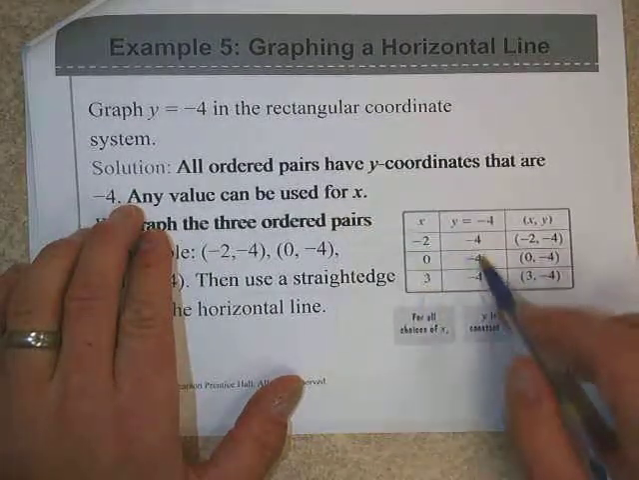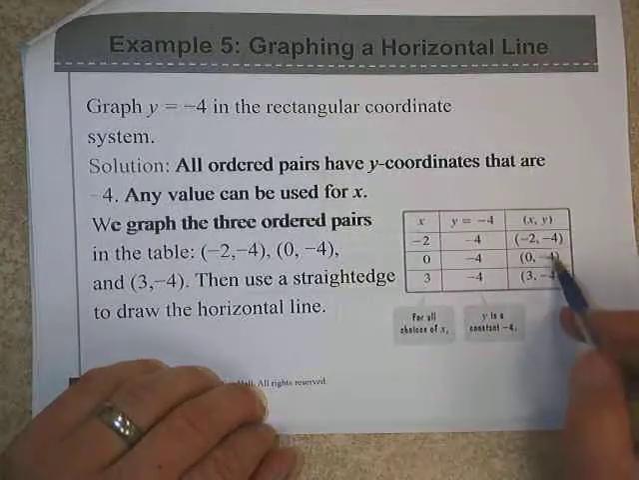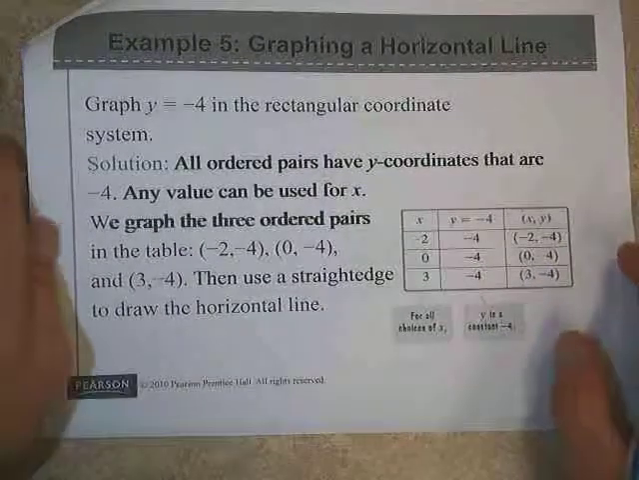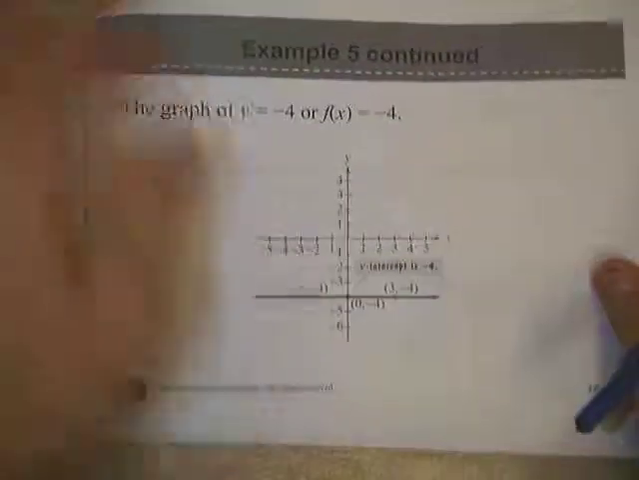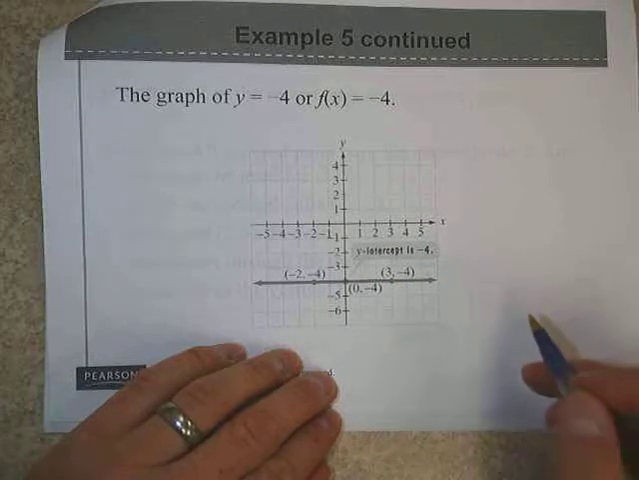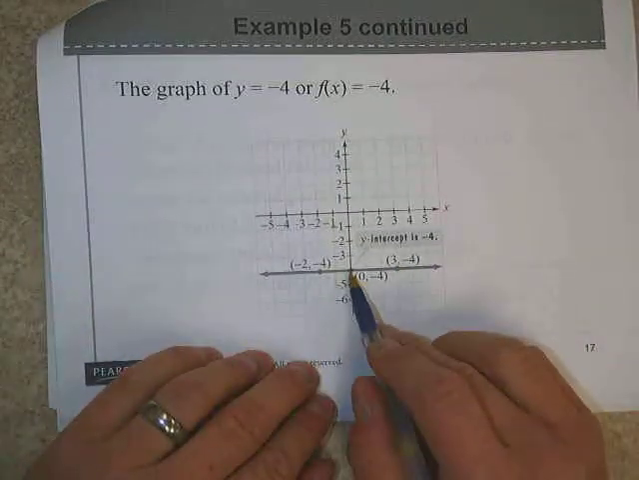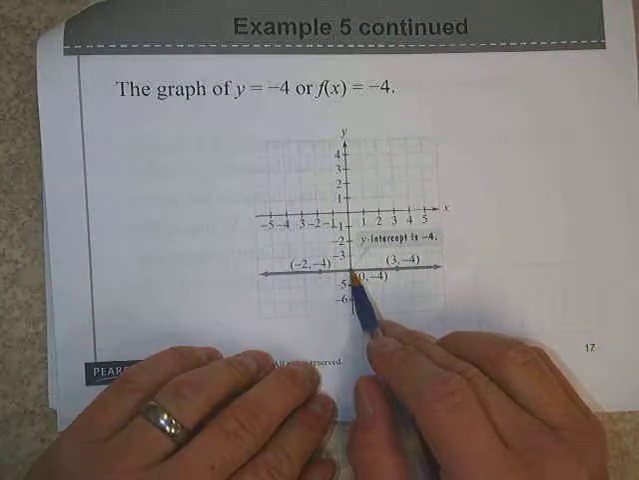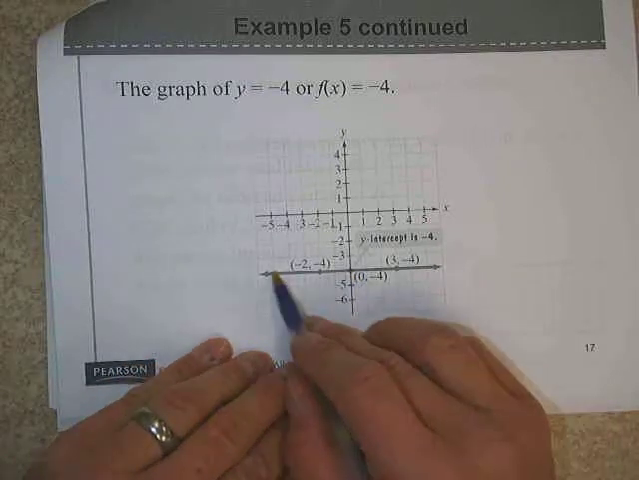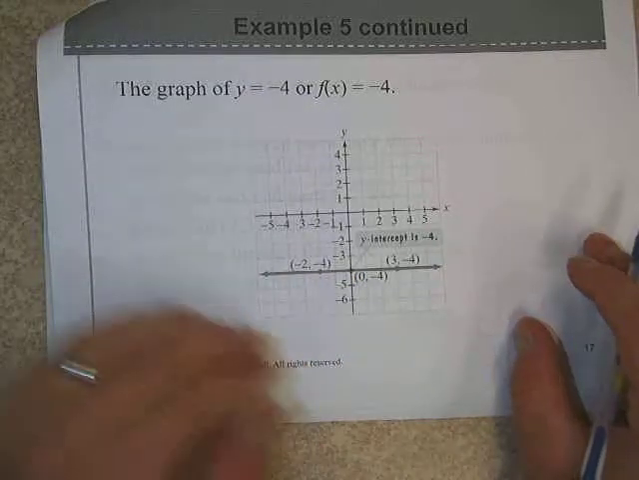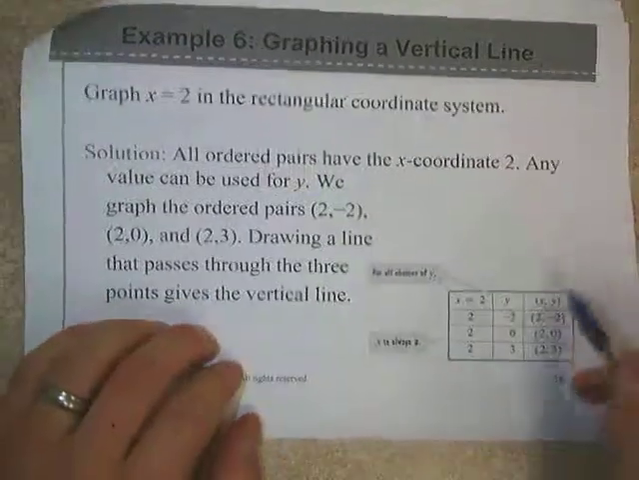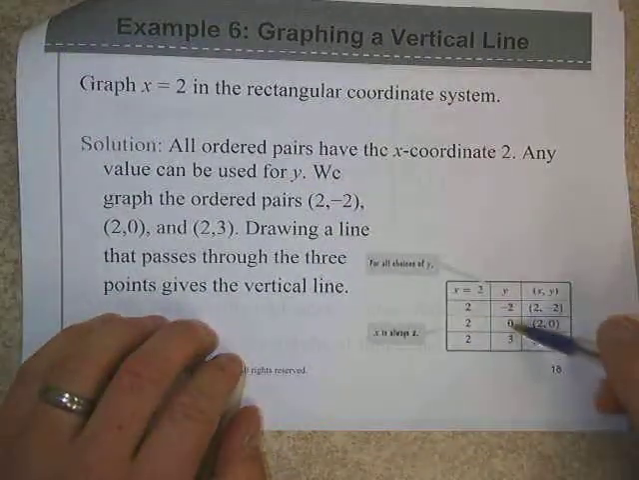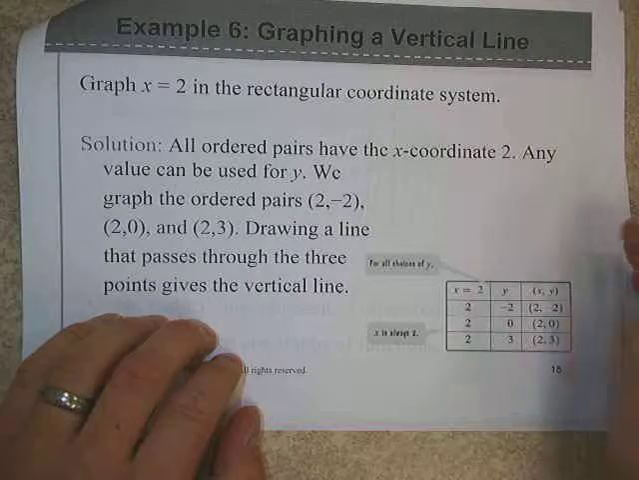Looking at an example here, we have to graph y equals -4 in the rectangular coordinate system. All ordered pairs have y-coordinates that are -4. So no matter what we pick for x, it's totally our choice, we're going to have a y-coordinate of -4. If we plot all those points, we're going to see a horizontal line. Once we do that, we get the horizontal line at y equals -4. Do you really have to plot all 3 points? Not necessarily, because if you recognize that it's a horizontal line, you can just find -4 on the y-axis and draw a horizontal line through it.